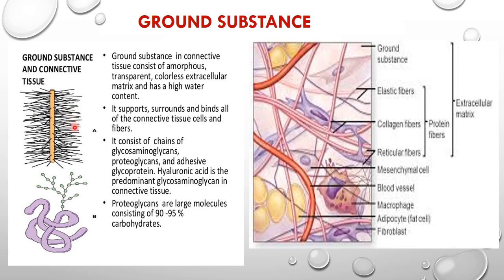It consists mainly of glycosaminoglycan chains, proteoglycans and adhesive glycoproteins, with a central core protein to which the glycosaminoglycans are attached. Hyaluronic acid is the predominant glycosaminoglycan present in the connective tissue. These proteoglycans are large molecules. They consist of 90 to 95% carbohydrates.